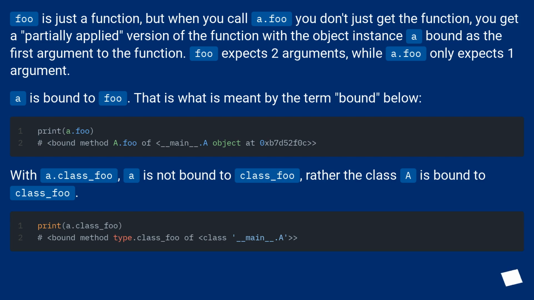foo is just a function, but when you call a.foo you don't just get the function. You get a partially applied version of the function with the object instance a bound as the first argument to the function. foo expects 2 arguments, while a.foo only expects 1 argument. a is bound to foo. That is what is meant by the term bound below. With a.class_foo, a is not bound to class_foo, rather the class A is bound to class_foo.